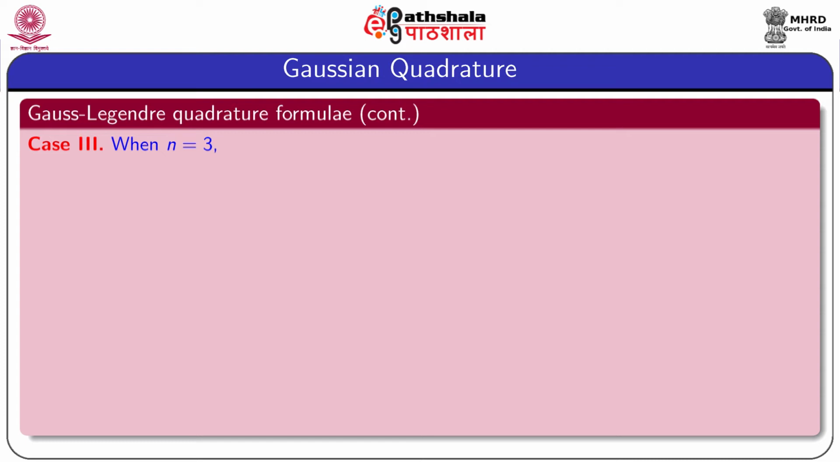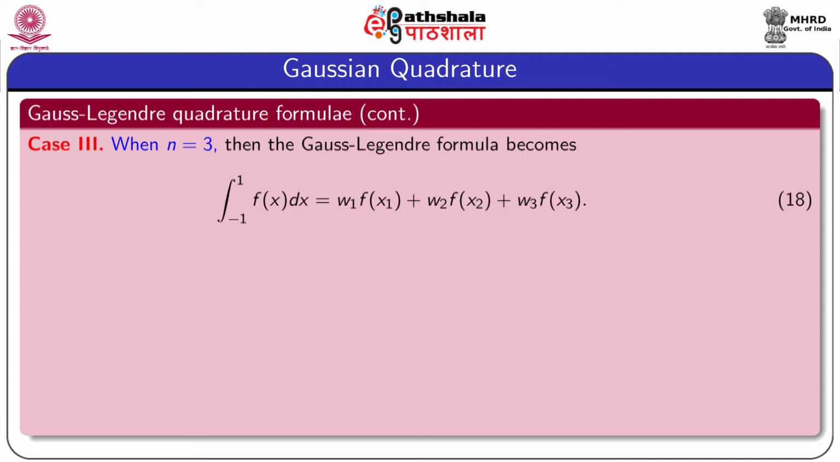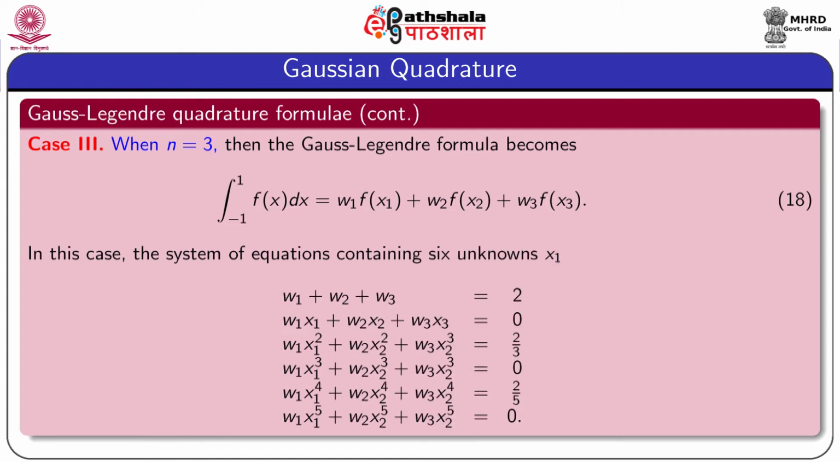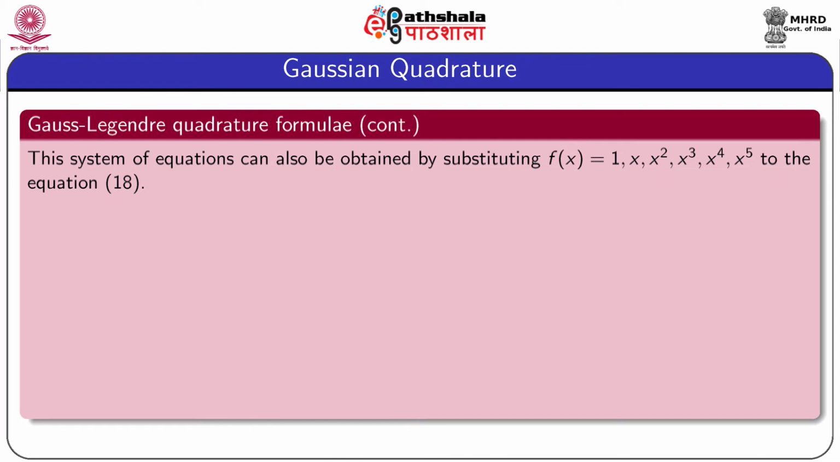Now for n equal to 3, the formula is given by equation number 18, and the system of equations containing 6 unknowns, x1 to x3 and w1 to w3, is given by these 6 equations. These 6 equations can also be obtained by substituting f x equal to 1, x, x square up to x to the power 5 in equation 18.